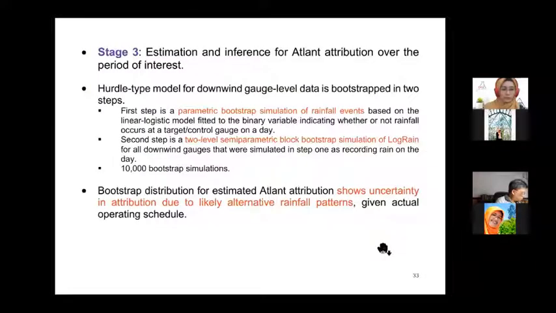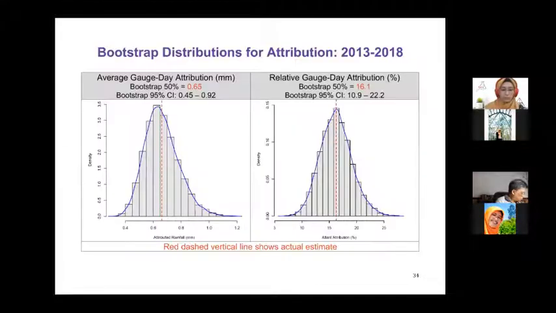All right, now in terms of actual inference for the atlant, I said a hurdle type model was used. It was bootstrapping. The bootstrap allows you to assess uncertainty in attribution due to likely alternative rainfall patterns. Here we have plots showing you the bootstrap distributions that were generated. This is for the actual attribution measured in millimeters. This is the relative gauge day attribution percentages. And there was an overall bit over 16% attributed rainfall due to the operation of the atlants.